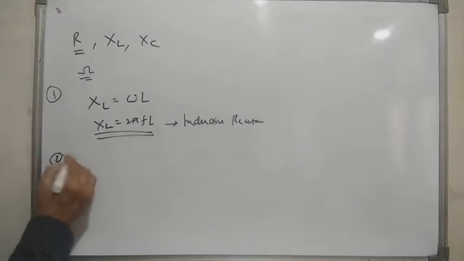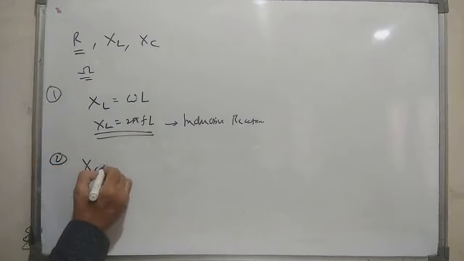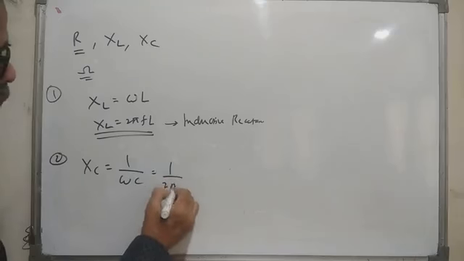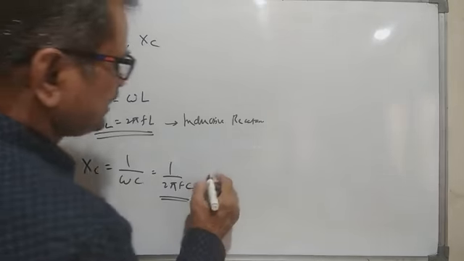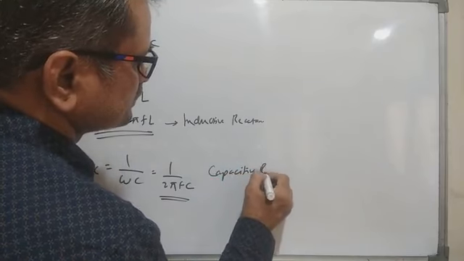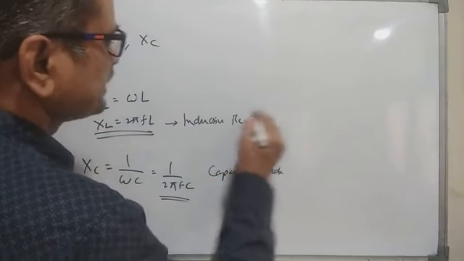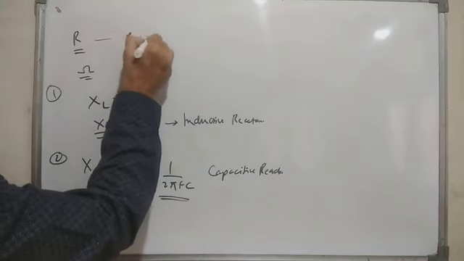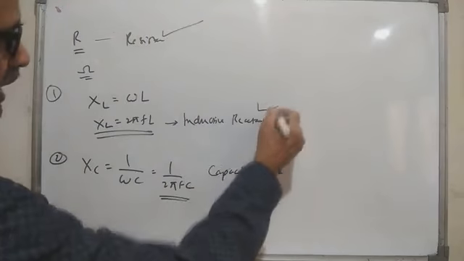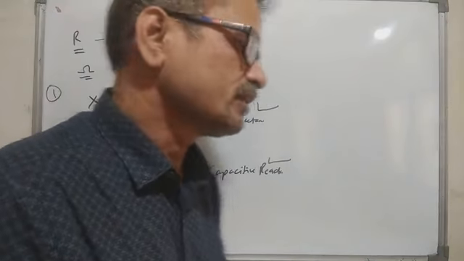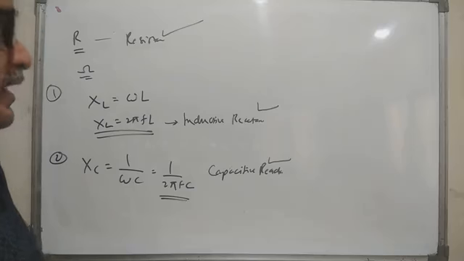Number 2, that is XC equal to 1 upon omega C, that is 1 upon 2 pi f C. This is called capacitive reactance. Basically, resistance, inductive reactance and capacitive reactance, all the three are resistances which oppose the alternating current.